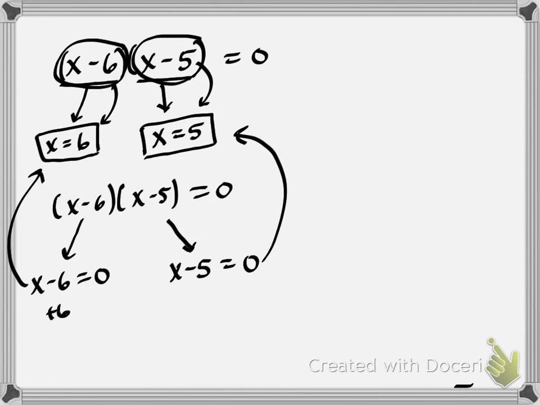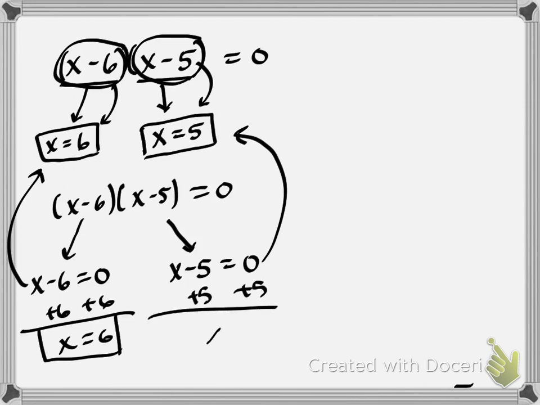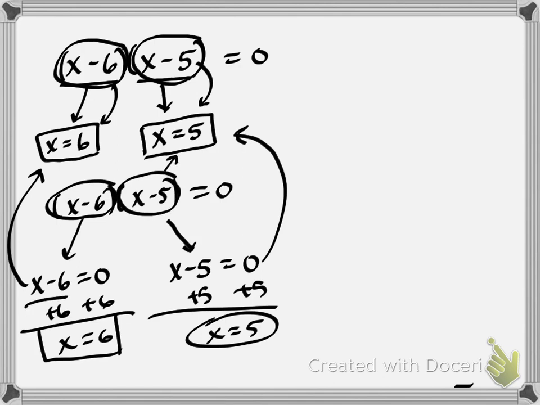So we add 6 here, we add 6 here, and we get x equals 6. Yeah, there's our 6, and if I come over here and I do plus 5 and I do plus 5, I get x equals 5. So if you can't, just looking at the parentheses, know that it's 6, or just looking at this parentheses, know that it's 5, you can always just set them equal to 0 and then just solve that equation. And that's how you would get your answers without really having to use any mental math.